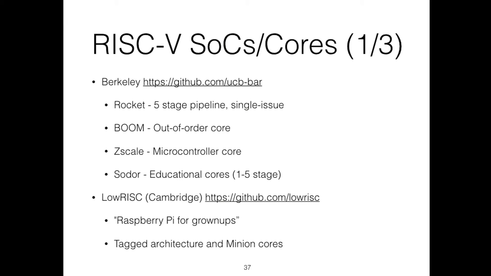So from Berkeley, they've got a bunch of different cores. The Rocket core is the main core that people have been using for prototyping and building products. It's a 5-stage pipeline, single issue. There's BOOM that was recently released. It's an out-of-order core, so this is one of your more high-performance cores. There's Z-scale, which is a microcontroller core for IoT-like applications. Sodor is the set of educational cores from 1 to 5 stage, and this is what Berkeley's been teaching in their undergraduate and graduate courses.